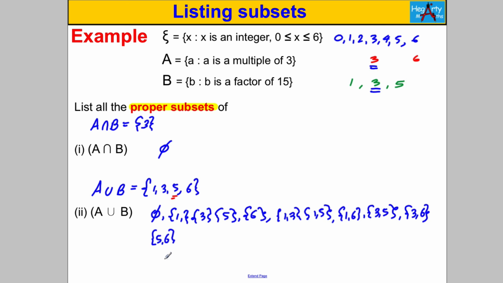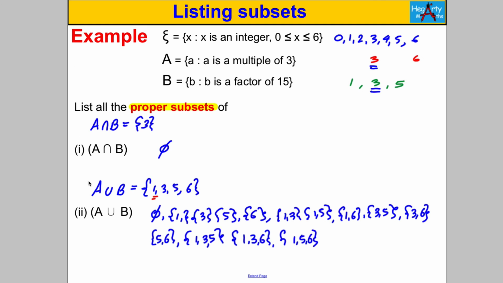Okay, then of course you have all the sets that have 3 elements in them. So let's again assume you've got 1 in it. Let's think of all the scenarios that have the element 1. So you could have 1, 3 and 5. You could have 1, 3 and 6. You could have 1, 5 and 6.